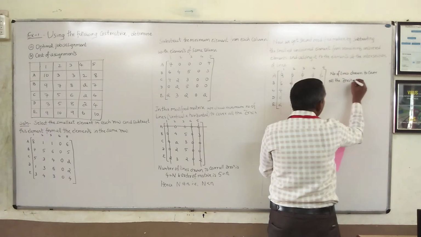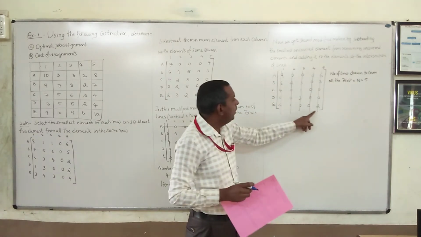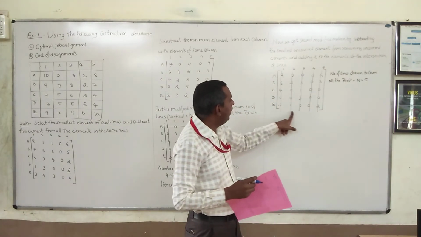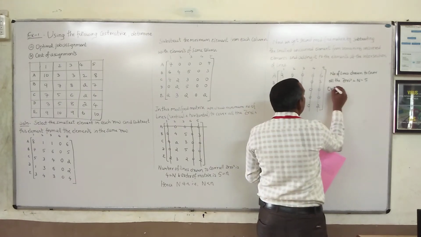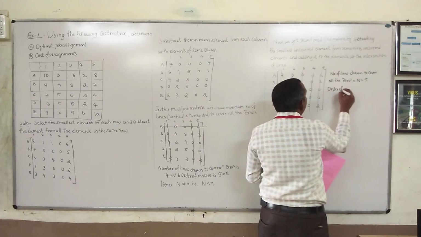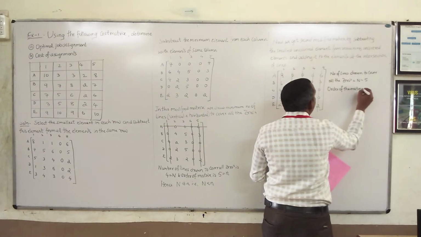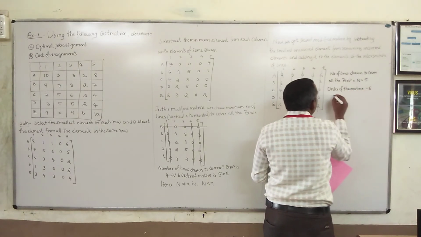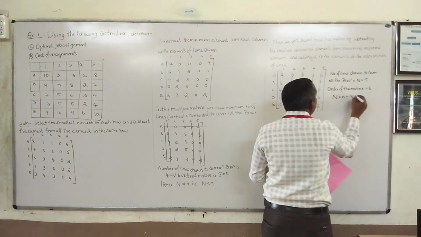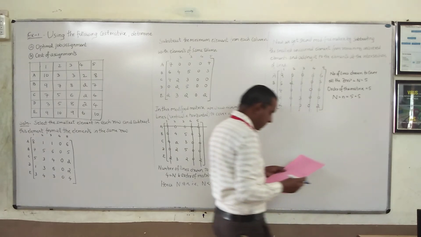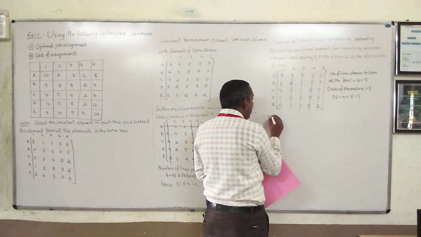That is equal to how much? Capital N is equal to how many lines we have drawn? 5: 1, 2, 3, 4 and 5. So the order of the matrix is equal to 5. So capital N is equal to small n, that is 5 is equal to 5. Fine. So now we determine what happens.